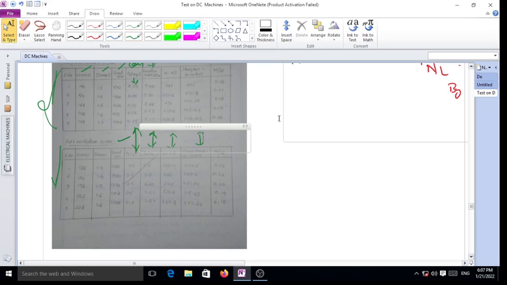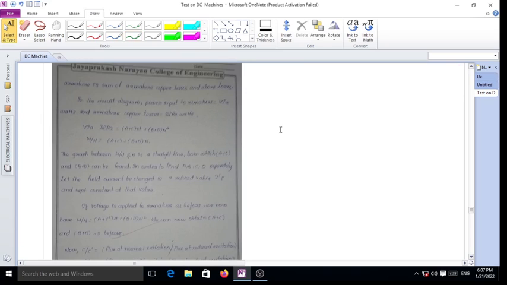So here we can see the W by N. W by N is equal to A plus C plus (B plus D) N. That we'll find out.